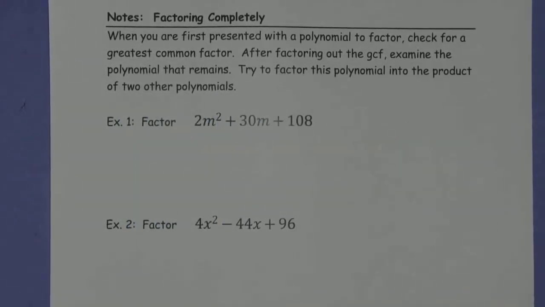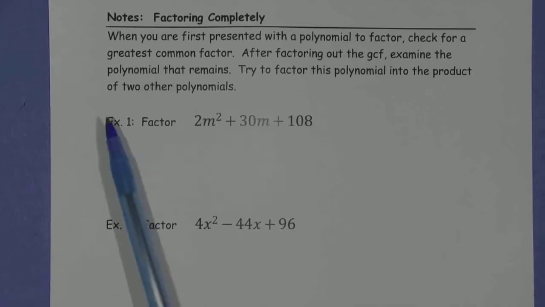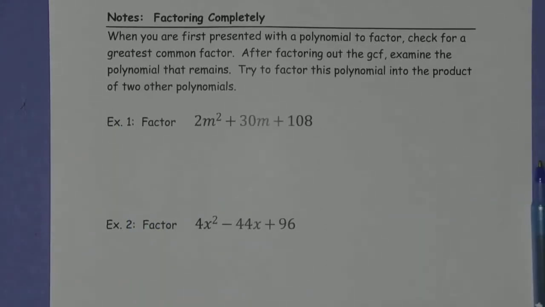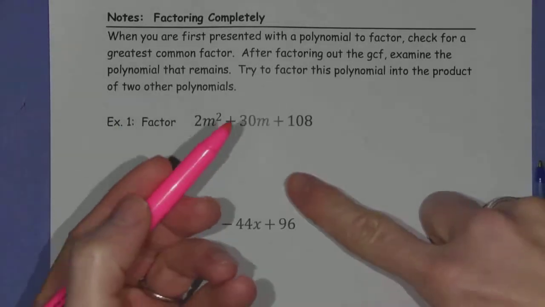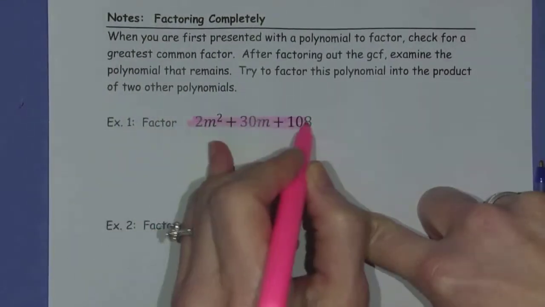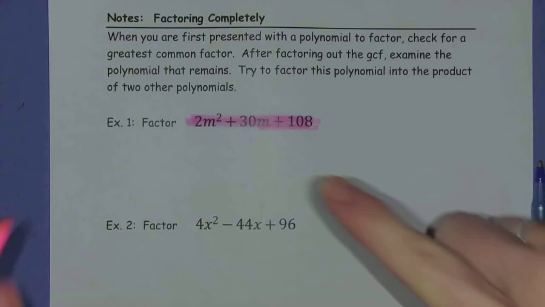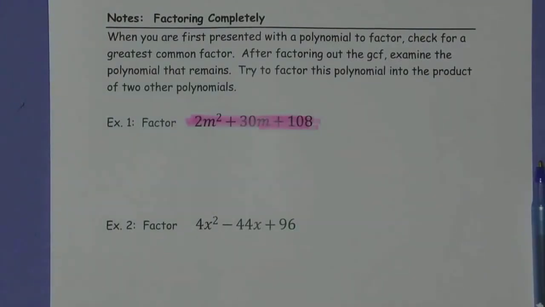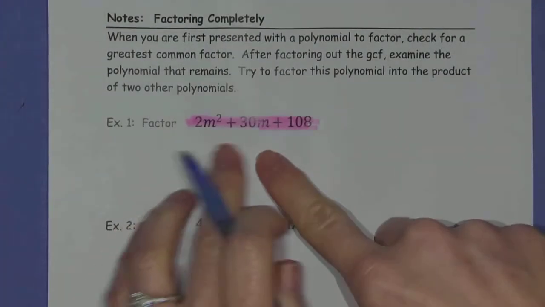So I've got 4 examples here that we're going to try today. So let's just take a look at our first example. We're supposed to factor the trinomial 2m squared plus 30m plus 108. Okay, so we want to look for a GCF first.